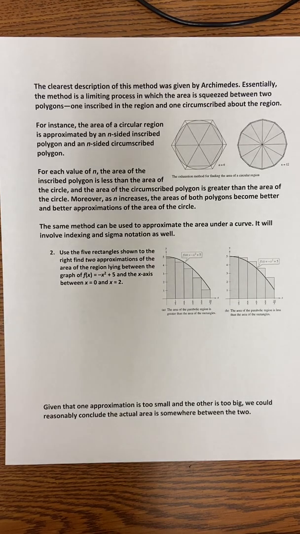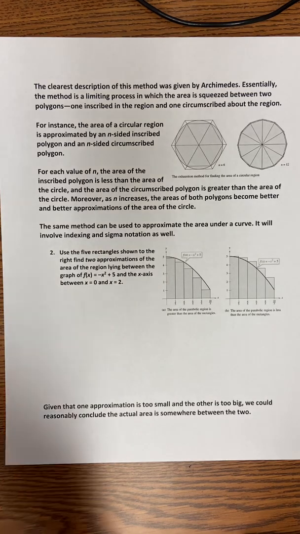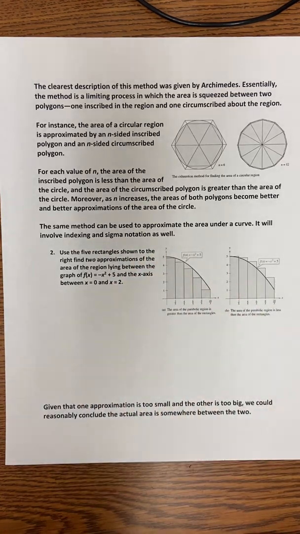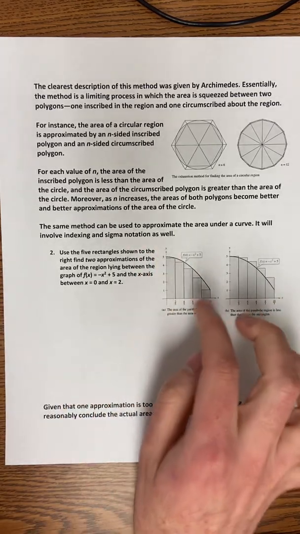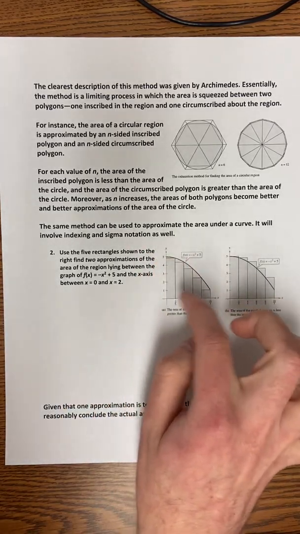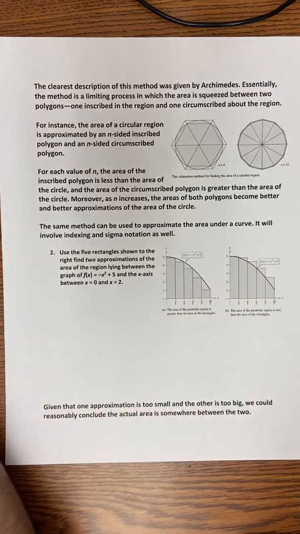So the same kind of idea can be used to approximate the area under a curve using rectangles. So let's say using 5 rectangles, show that the area under this curve is going to be between the lower estimation and this upper estimation of the picture.